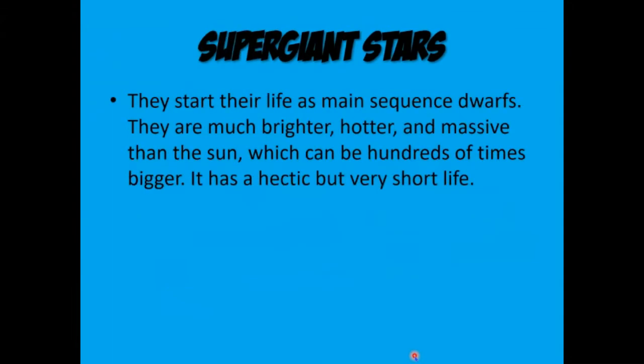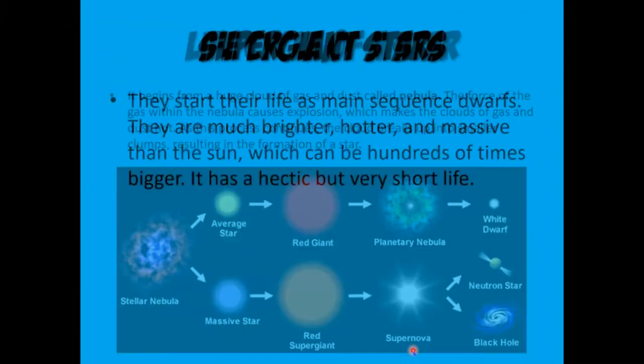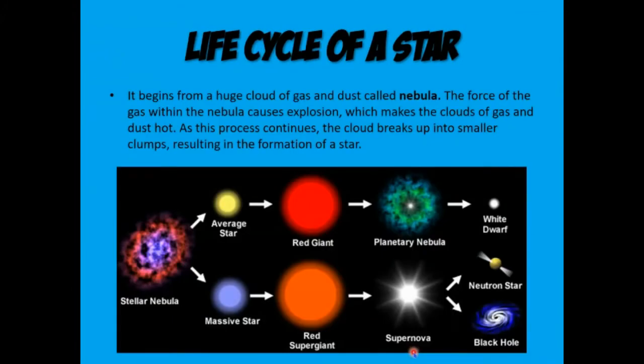No? So, in terms of supergiant stars, they start their life as main sequence dwarfs. So, they are much brighter, hotter, and more massive than the sun, which can be hundreds of times bigger. It has a hectic but very short life. At makikita natin siya dito sa mismong life cycle ng star.